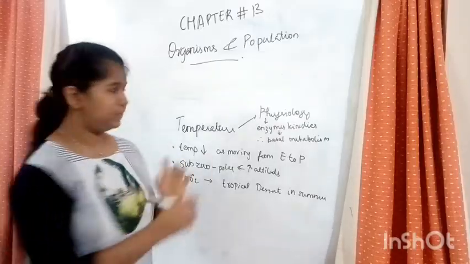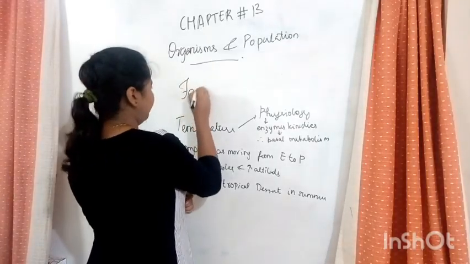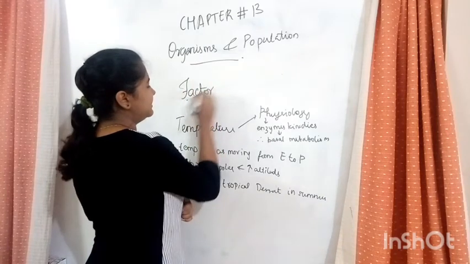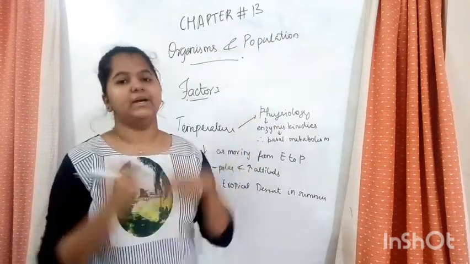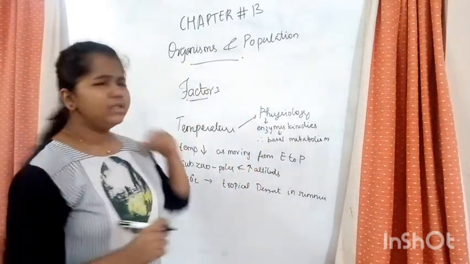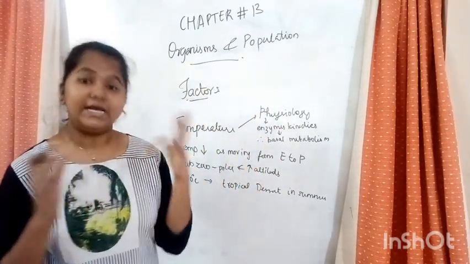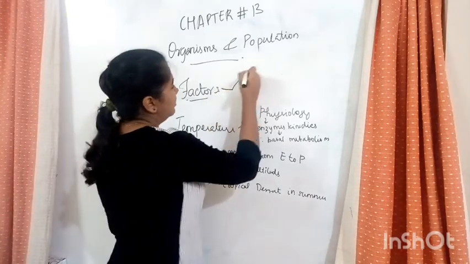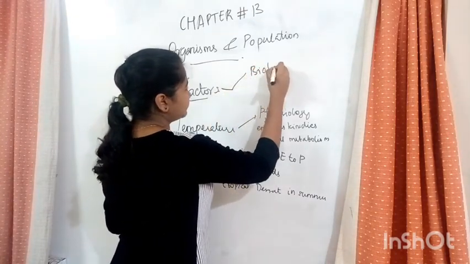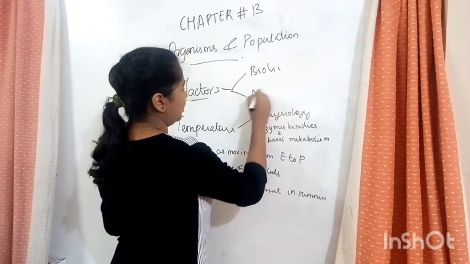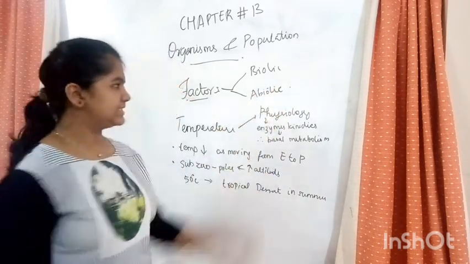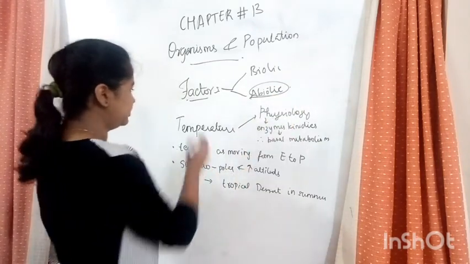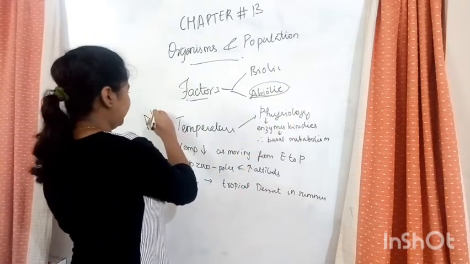Next we will be discussing the factors. What factors? Factors affecting the distribution of organisms and populations across the world. So there are two classifications of factors, biotic and abiotic. So first we will discuss abiotic factors.